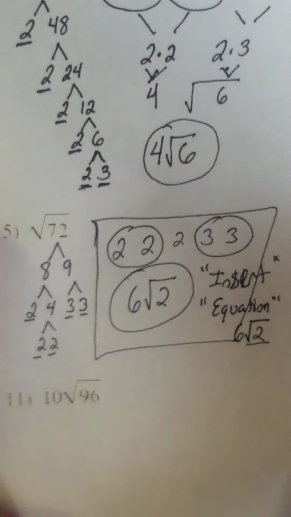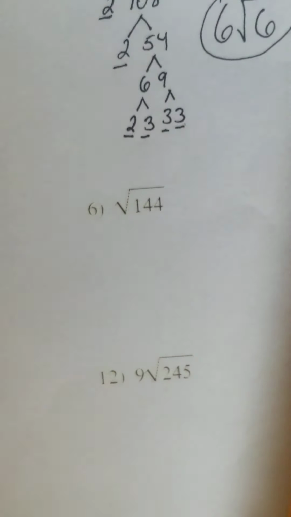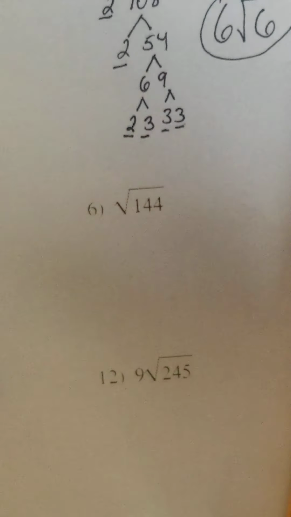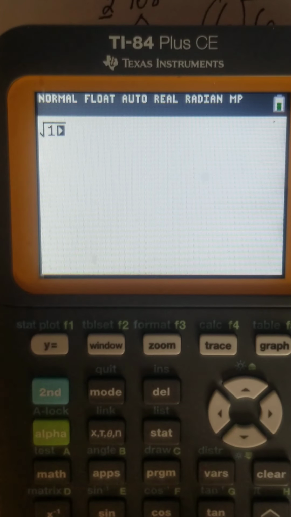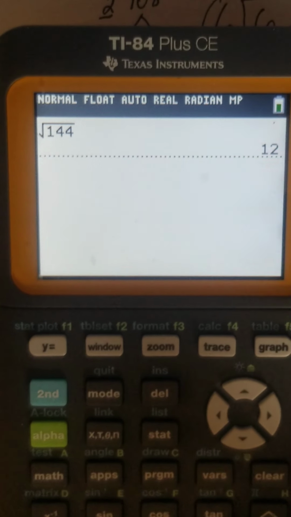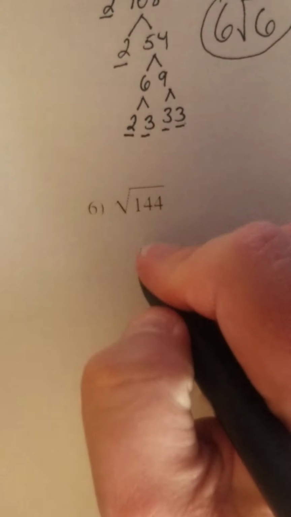All right, let's take a look at the last one. This one's actually the easiest one, the square root of 144. Remember what I said at the beginning. Always test it in the calculator first to see if it is a perfect square. If it is, you're actually done. So let's take a look at the square root of 144 in the calculator. And if I hit enter, I get a whole number. If you get a whole number, that is your final answer.